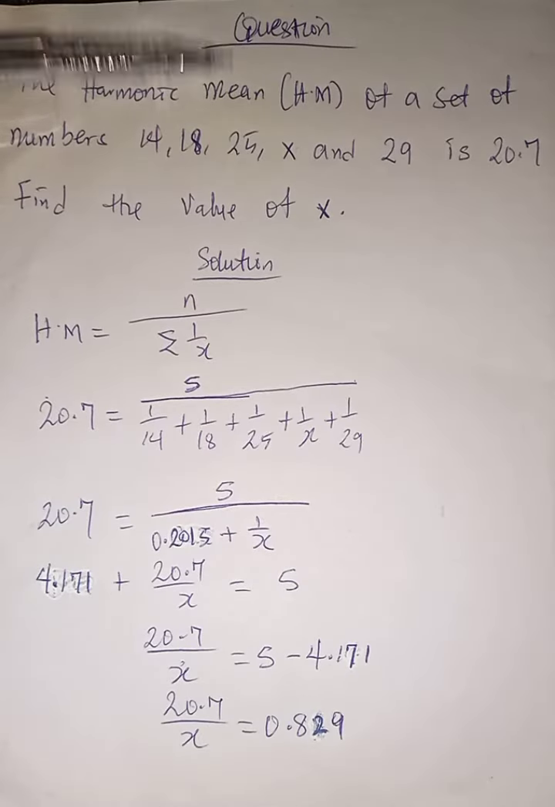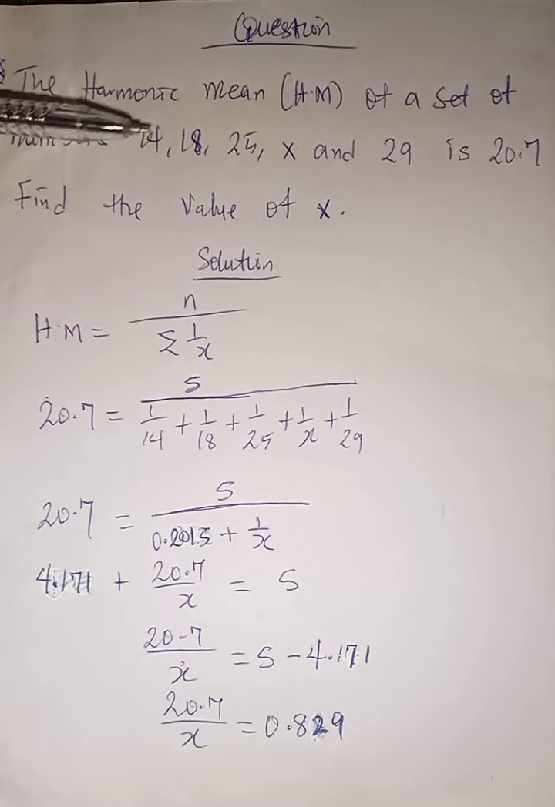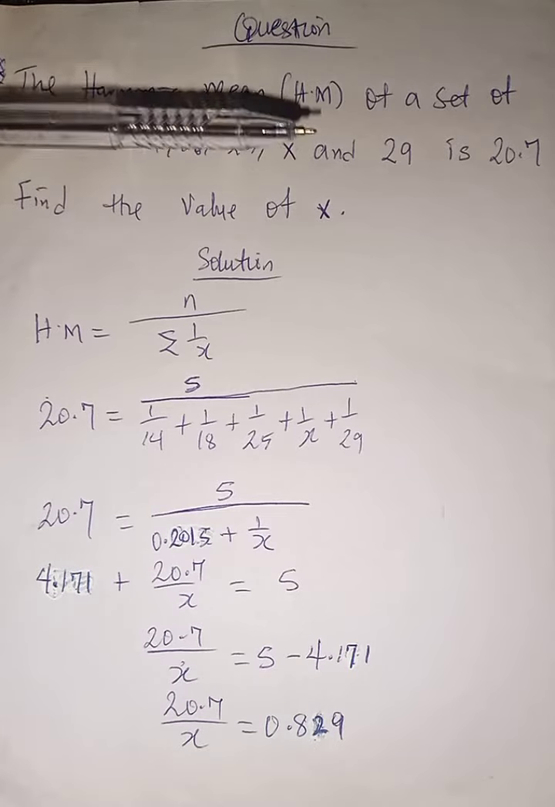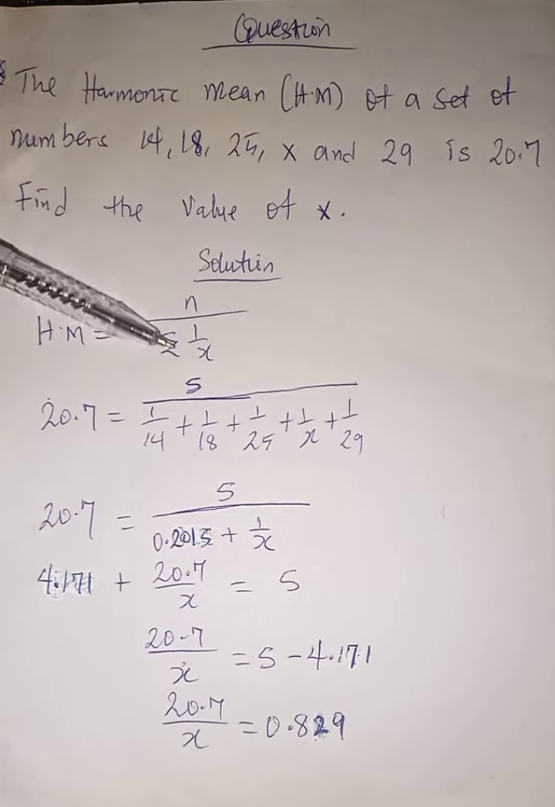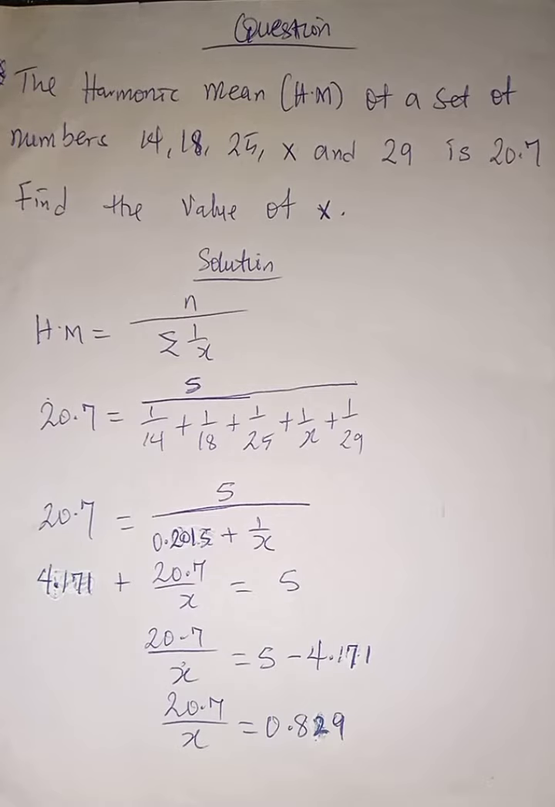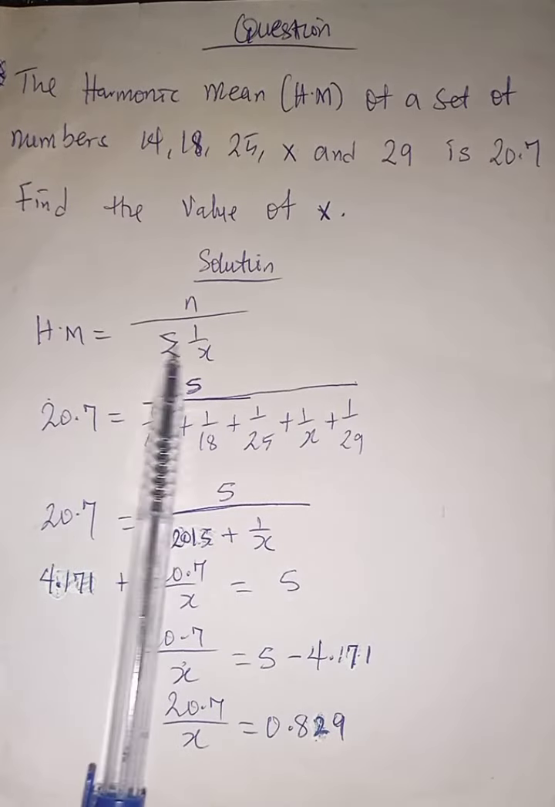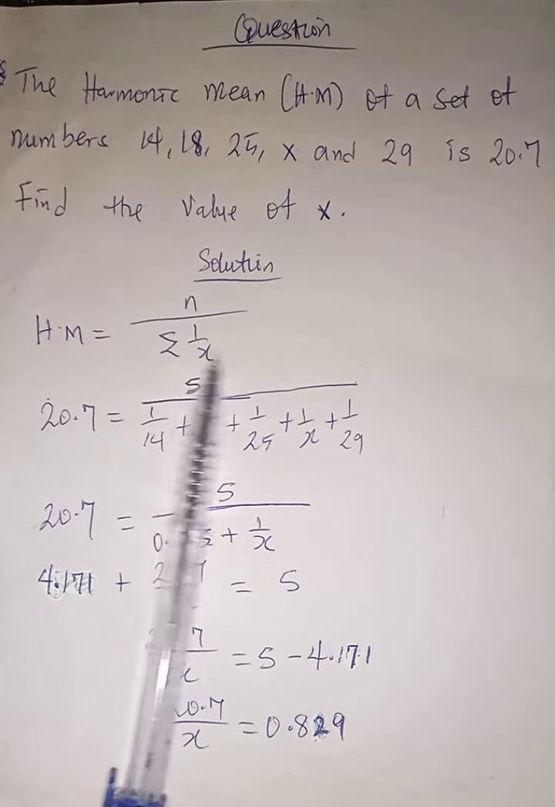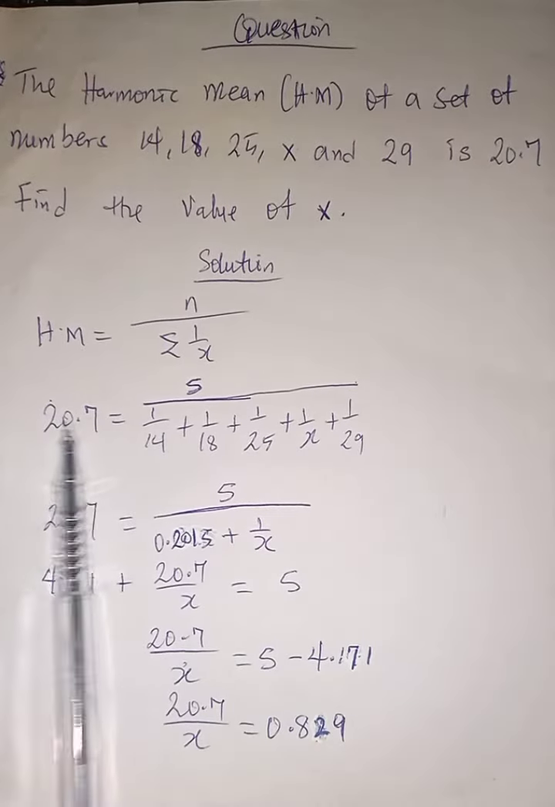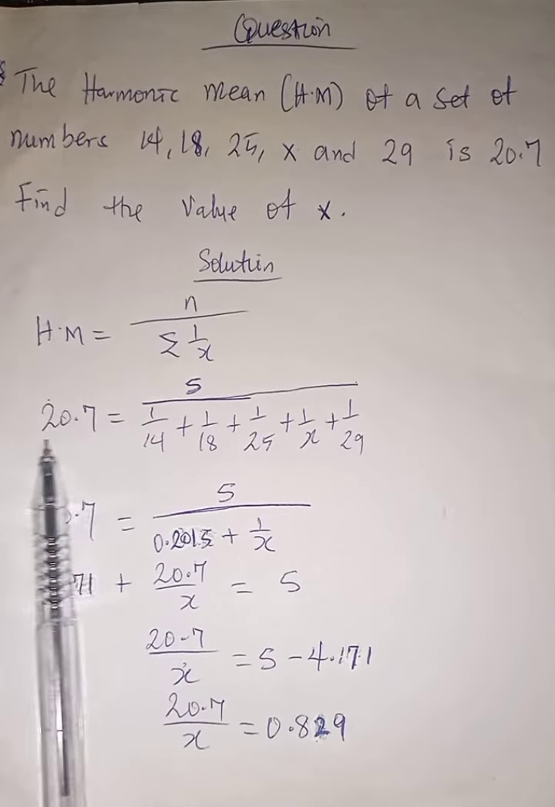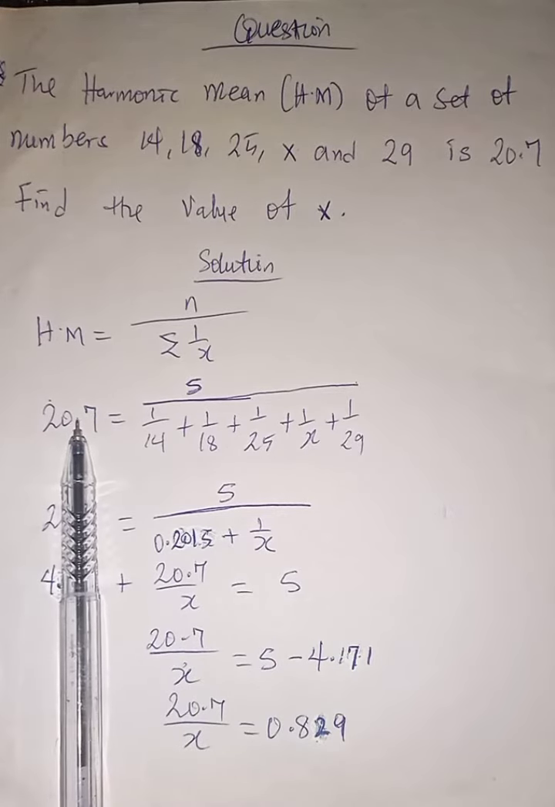Alright, the harmonic mean HM of the set of numbers 14, 18, 25, x, and 29 is 20.7. Find the value of x. That is the question. Solution. Remember that harmonic mean is equal to the total number of data divided by the sum of 1 over the data. So we have this as a harmonic mean, which is 20.7.